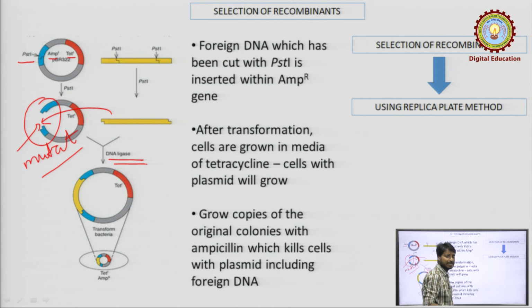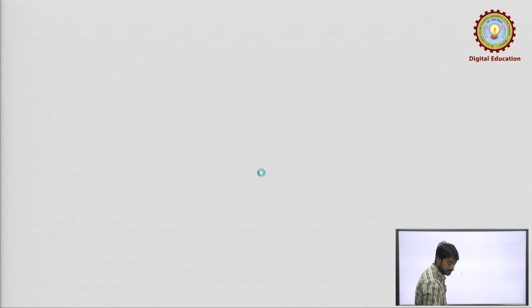So the host can be like E. coli or some other bacteria. So this is foreign DNA which has been cut with PstI and inserted into the ampicillin gene, and thereafter we will transform this into a host grown in a medium containing tetracycline. So we will learn how it will work.